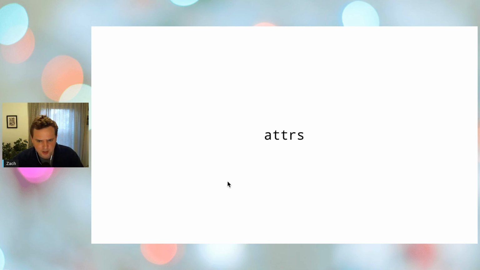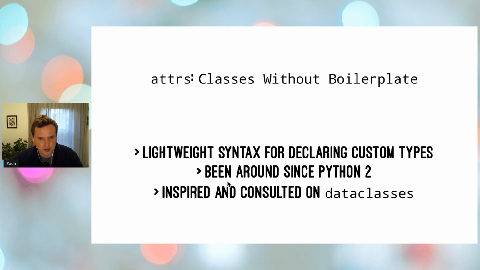I know I'm short on time. First is attrs. attrs is a third-party library with a motto, "classes without boilerplate." So it's lightweight syntax for declaring custom types. It's been around since Python 2, and attrs actually inspired and consulted on the dataclasses module.